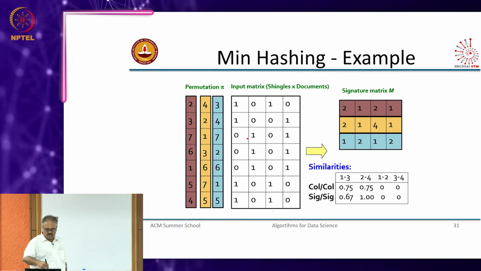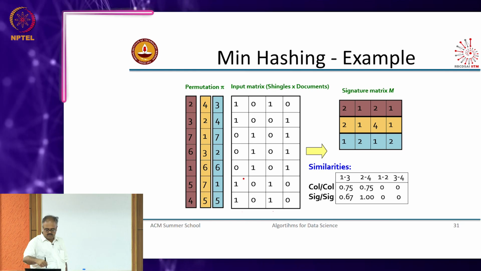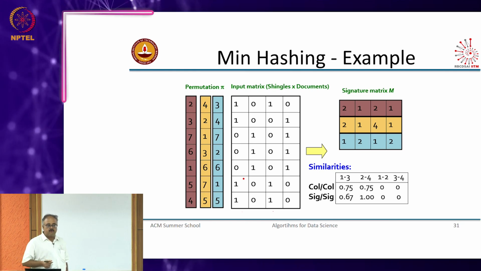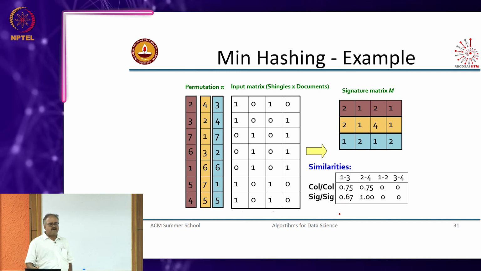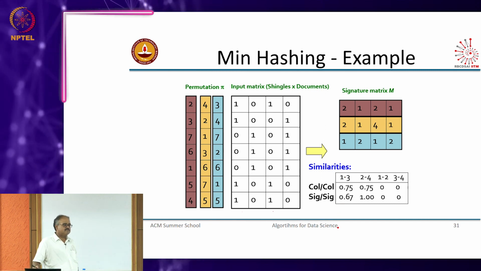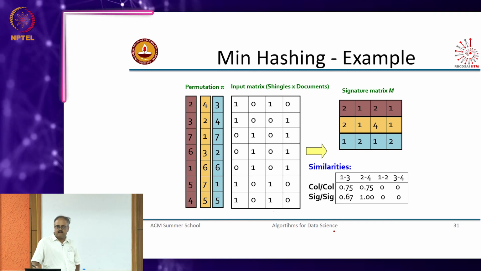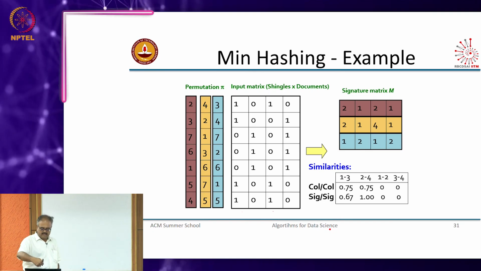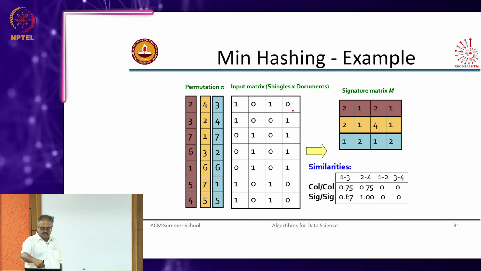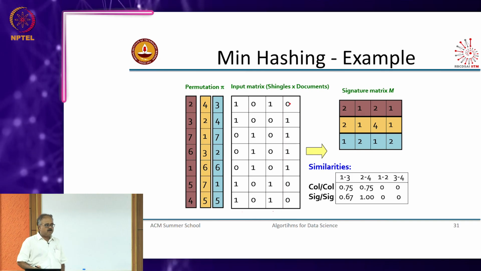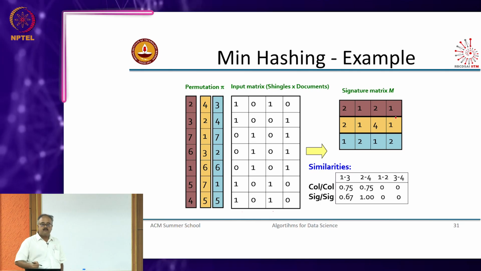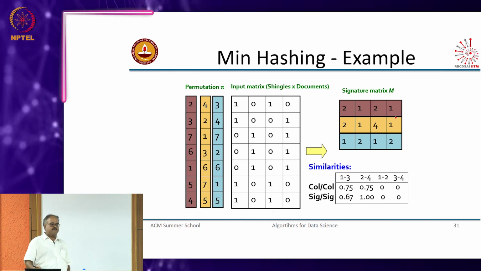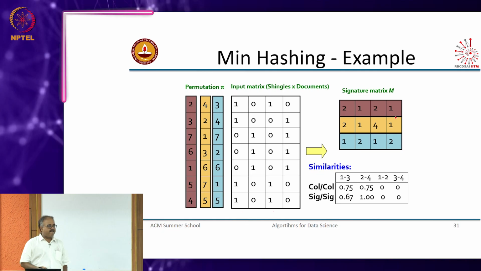So, 1, 2, 3, right, 3 by 4, right. So, 0.75, and if I look at the two signatures, it is 0.67, not bad, right. And then if I look at 2 and 4, again 3 by 4, if I look at the two columns, they are exactly the same, right.